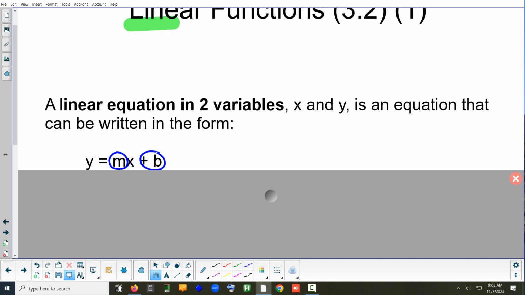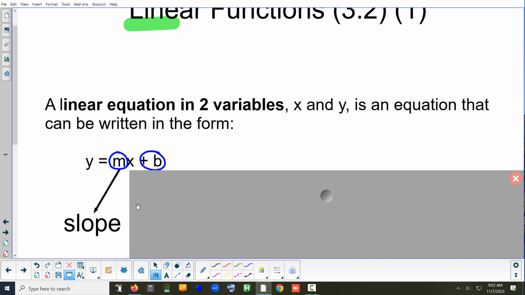Well, how do you describe how the steepness of a line is changing? What is that called? The slope. Yep. So the steepness of a line is the slope, and B is something else.